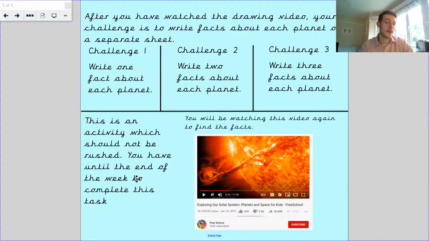That's not my expectation. My expectation is that you'll have the whole week to complete this, because you need to concentrate on drawing it correctly so that you can understand that the planets are different sizes and they do look different from one another. If you've got colouring pencils, you can even colour them in. That'd be fantastic. Now, we're going to be watching this video again to get these facts.